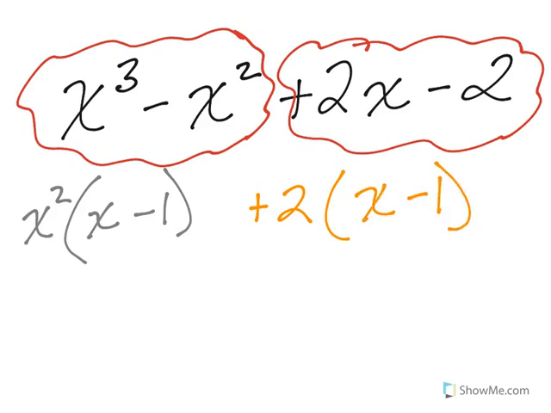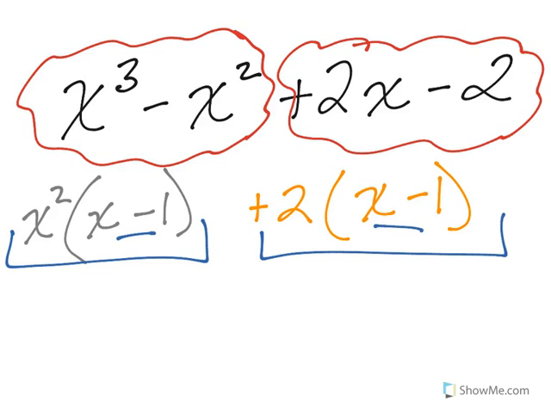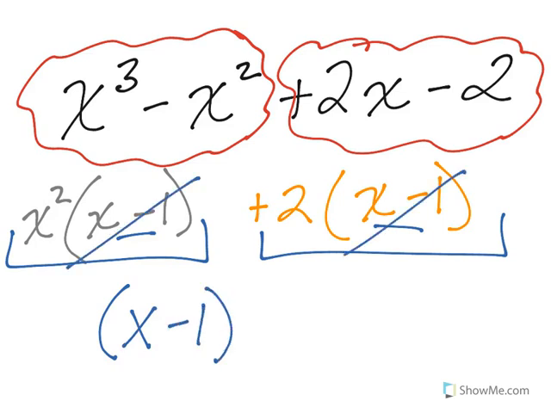Now you'll notice, essentially, I have 2 terms, and they have a common factor of x minus 1. So now if I factor out an x minus 1 in front, what do I have left? x squared plus 2. And that is factoring by grouping with more than 3 terms.